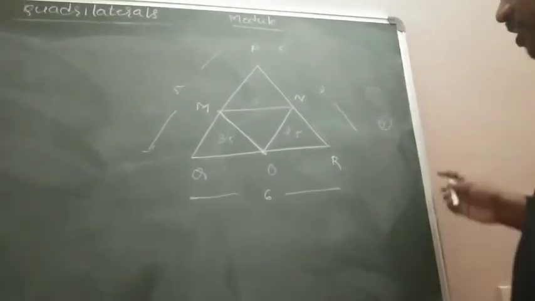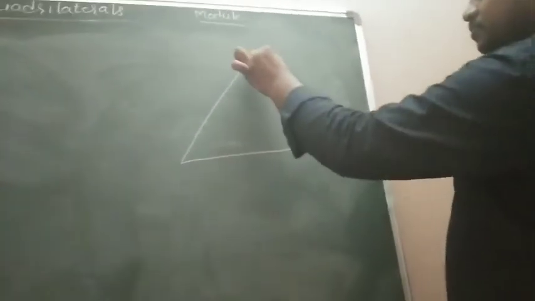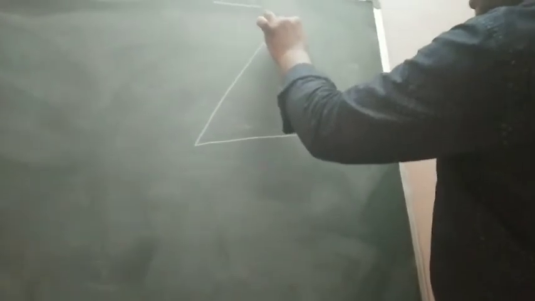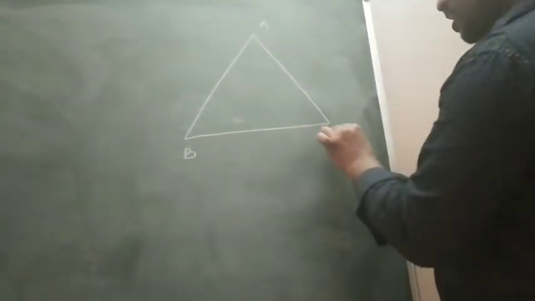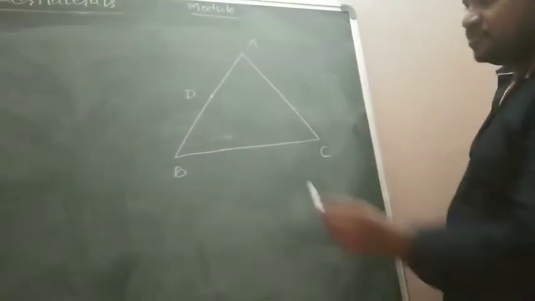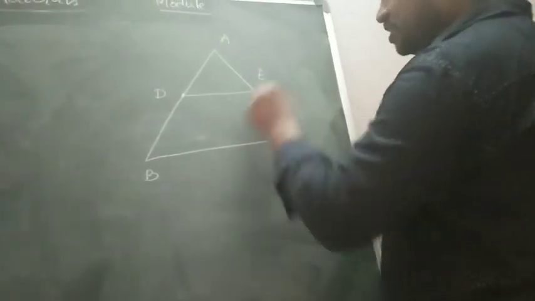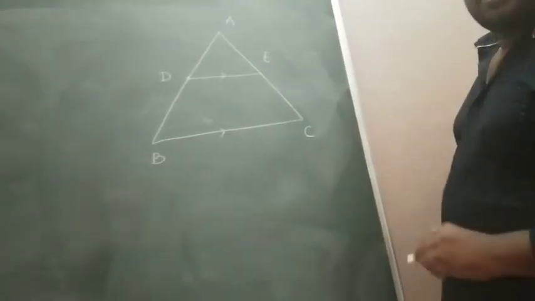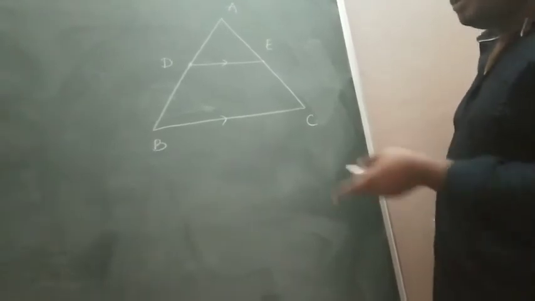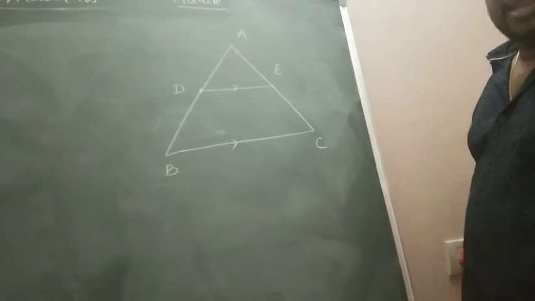Okay. Next, it's the converse. Converse means reverse only, children. Suppose one triangle is there. In this triangle ABC, D is the midpoint of AB. We draw a line through D parallel to BC. Then it will bisect AC.